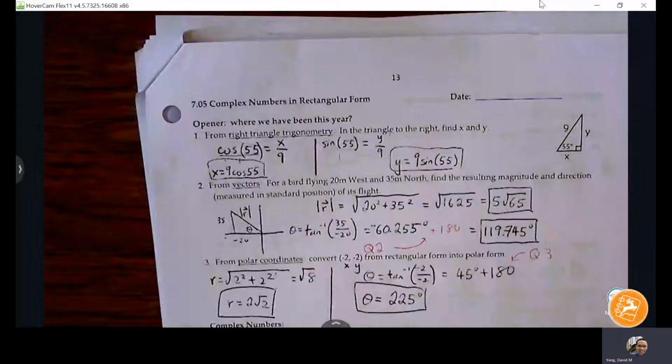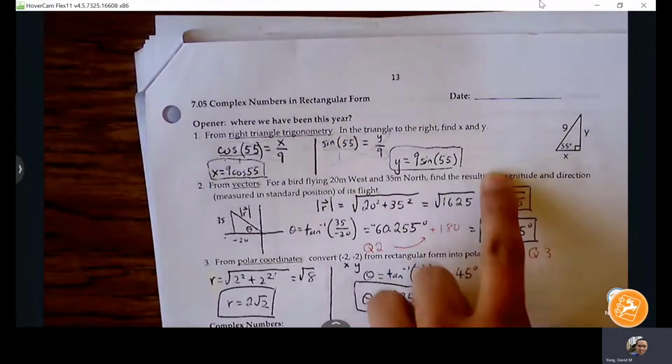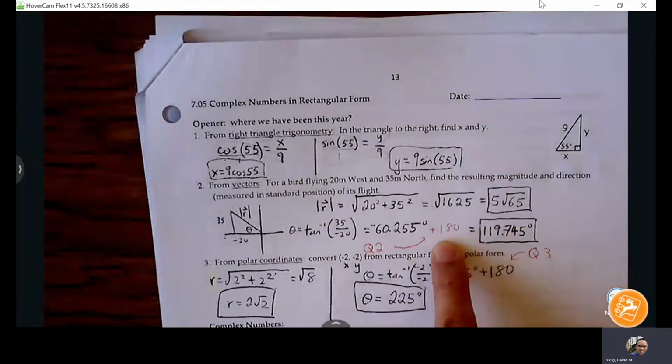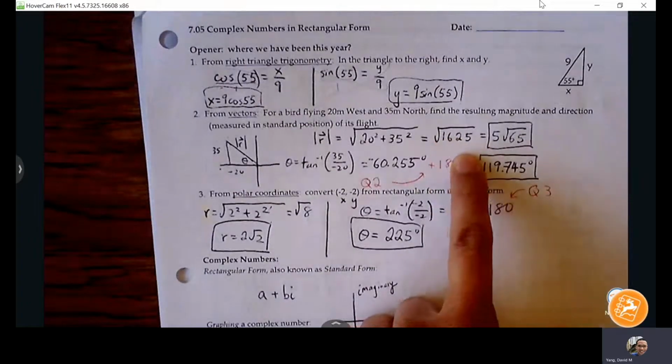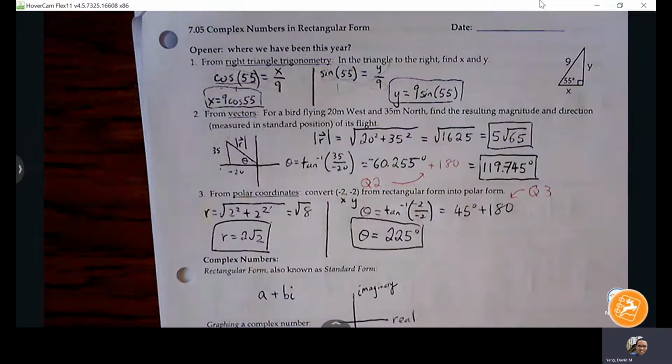We talked about how we can involve inverse trig to find direction, and also Pythagorean theorem to find the distance. And we saw that with vectors. We saw it with polar coordinates. And we can also use right triangle trig to find a missing side of a right triangle.